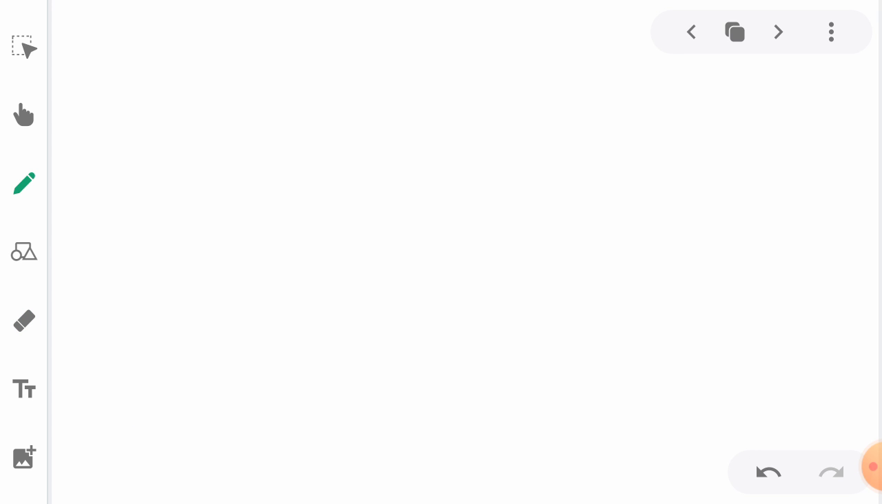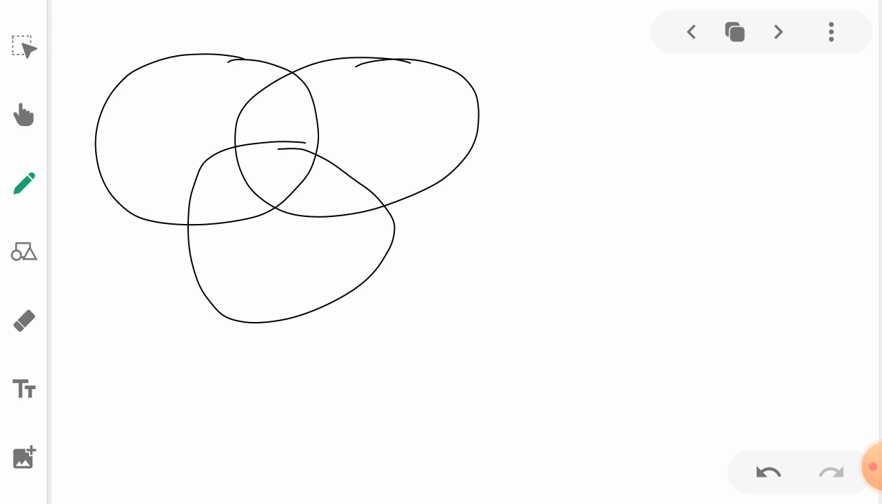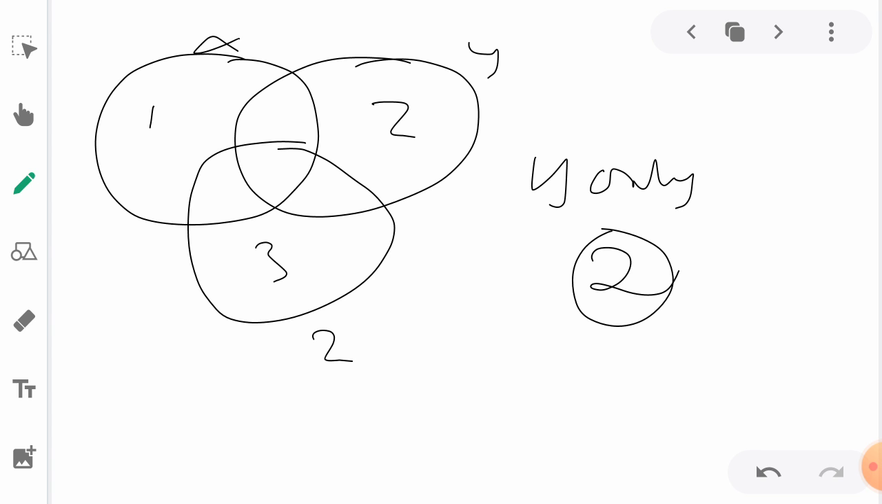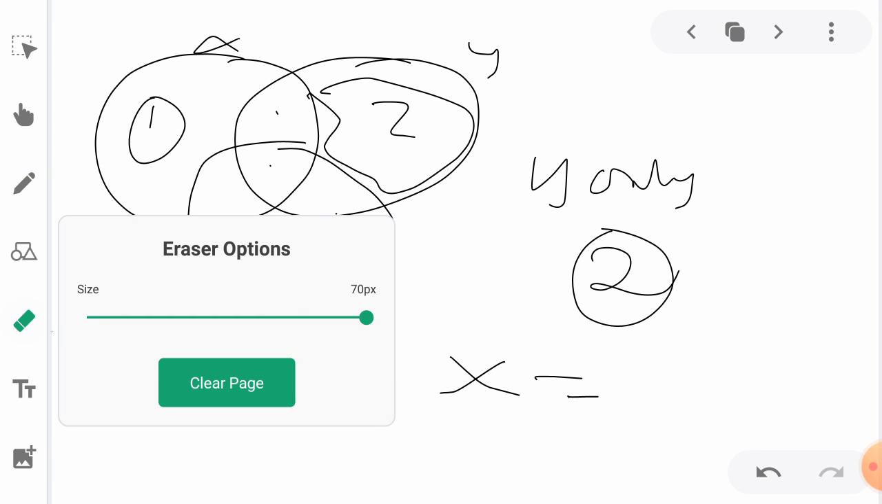when they say something is "only", let me draw a Venn diagram. Let me call this 1, 2, 3. Let me call this x, this y, and this z. When I say find the elements in y only, I mean only 2. If I say find the elements in x only, I mean just 1 here, only the elements found in here. Only. Not here, not here, not here.